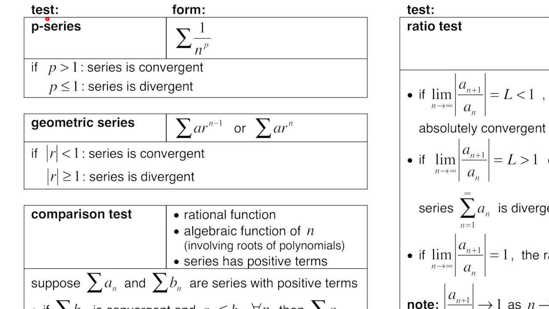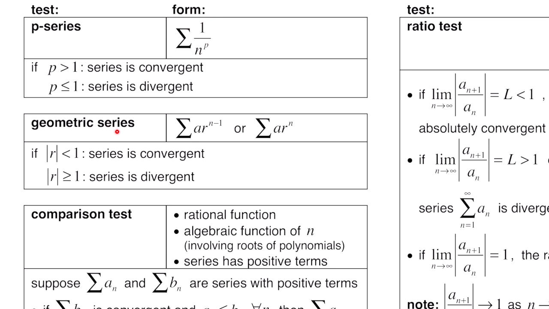So the first test I want to look at is p-series. We have a series in the form of 1 over n to the p. If p is greater than 1, the series is convergent. If p is less than or equal to 1, the series is divergent. So this one's nice because you can kind of identify it quickly. There could be a constant like 3 on top or a -5 on the bottom, but you can just bring those values to the front, and then it's of p-series form.